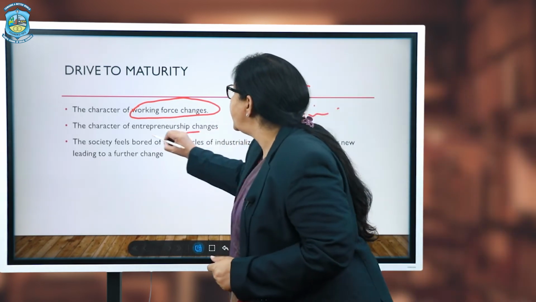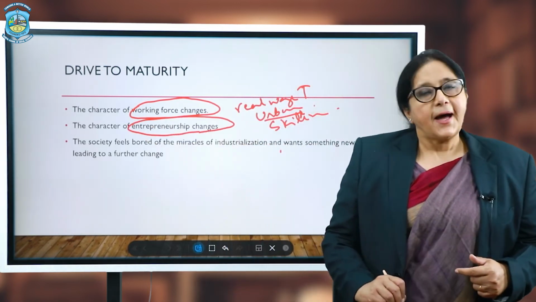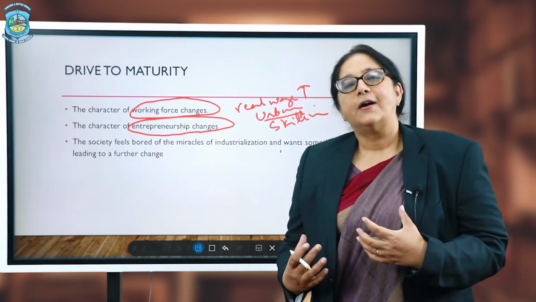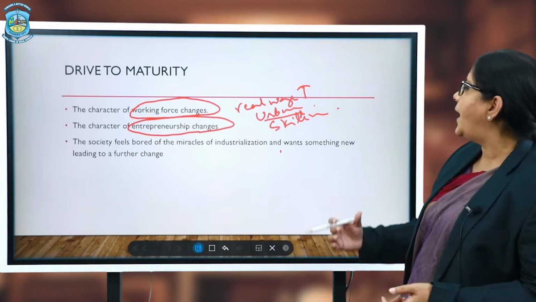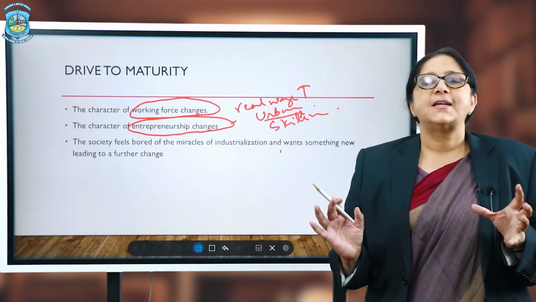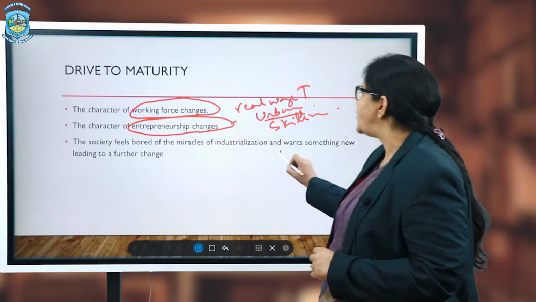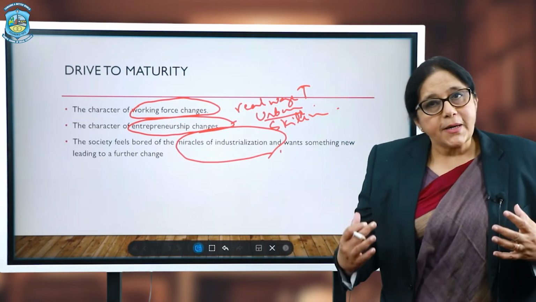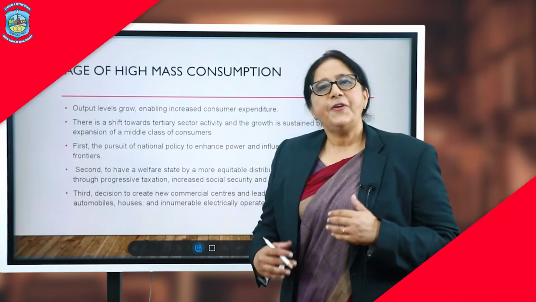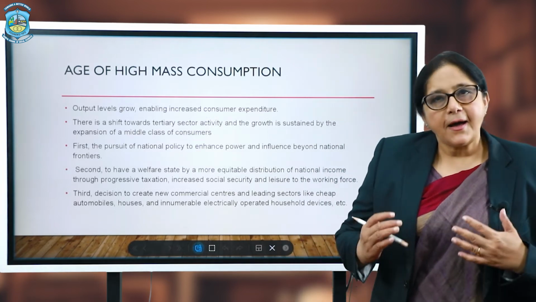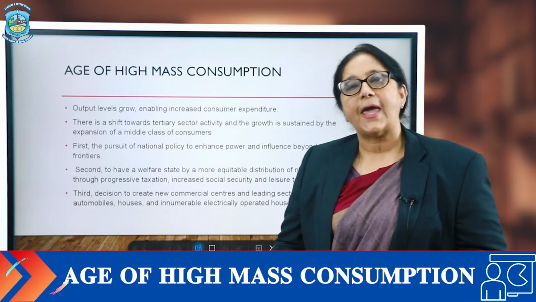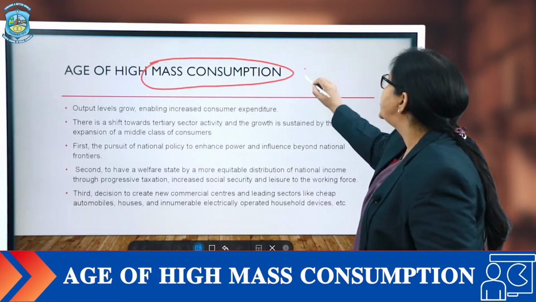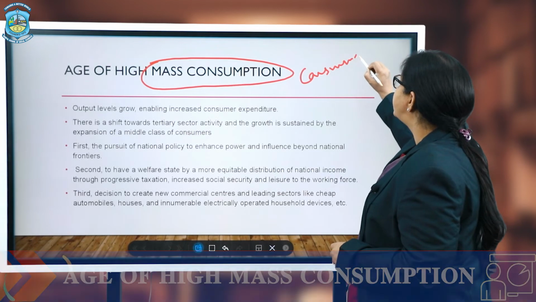There is also change in the entrepreneurial class. The rugged, hard-working entrepreneurs are replaced by polished, sophisticated, polite entrepreneurs, and the society starts getting bored of the technological changes or the miracles of industrialization, and it's looking at and wanting something new. The fifth and last stage, according to Rostow, is that of the age of high mass consumption. Mass consumption of consumer durable goods and services.